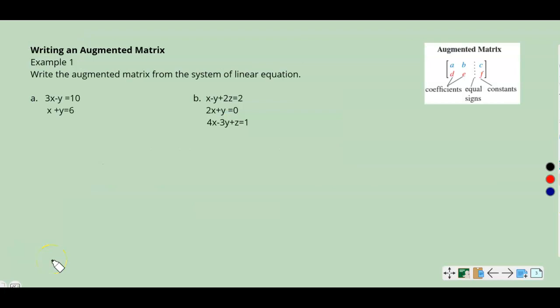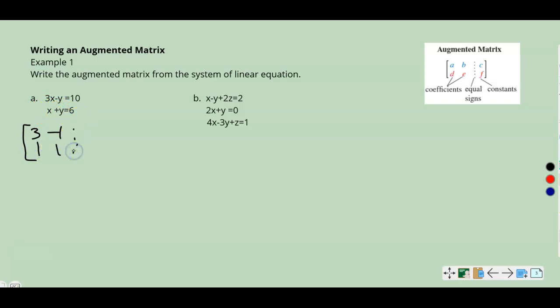Example 1, writing an augmented matrix. All right, so we're going to write an augmented matrix from the system of linear equations. This is a little different than what I've done in the past. Typically, we have different matrices, but they're using an augmented matrix. So we're going to put all the information in one matrix. So I'm going to put the coefficients. So I've got 3, -1. When it has a negative sign, that's assumed to be -1. And there's no numbers in front of these variables. So again, you assume those to be a 1.